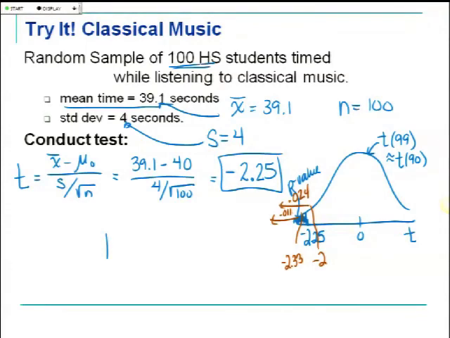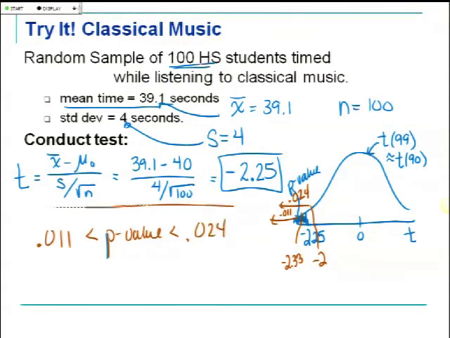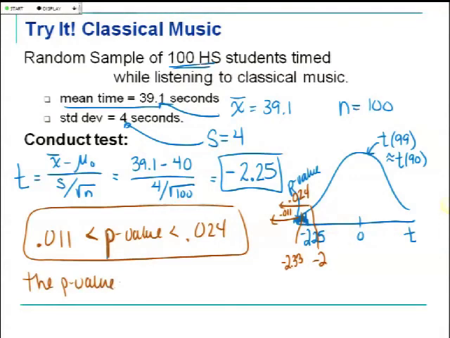What can you say about your p-value? It's between those two numbers. You can write it this way with inequalities. That's one way to report it. Sometimes students get the inequalities going in the wrong direction or they put the wrong number. You can say it in words too. The p-value is between 0.011 and 0.024.